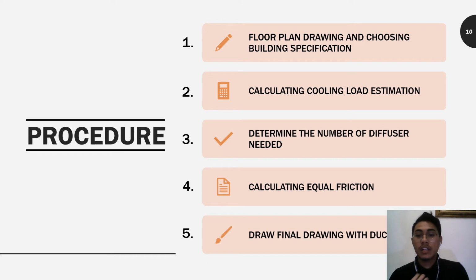So for the procedure, the first step is floor plan drawing and choosing the building specification. Second step is calculating the cooling load estimation. Third step is determining the number of diffusers needed. The fourth step is calculating equal friction. And the last step is drawing the final drawing with the ducting system.